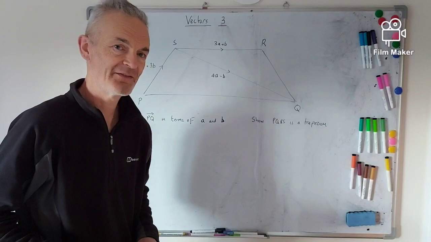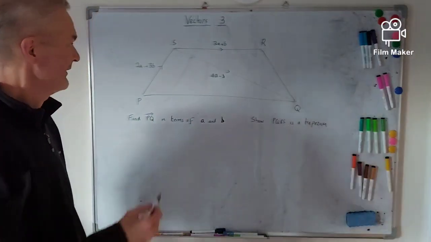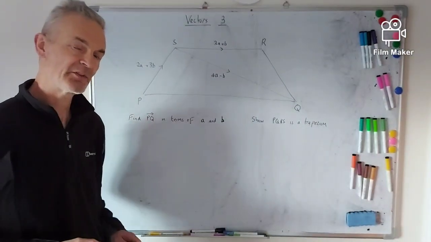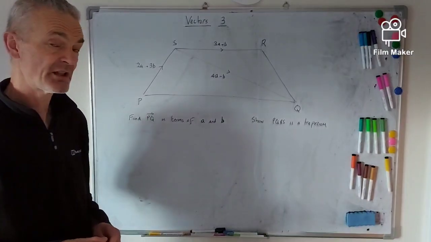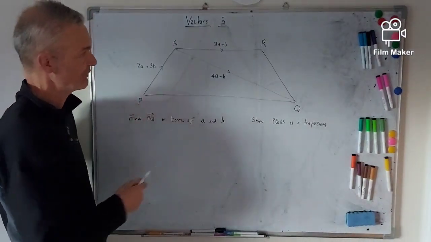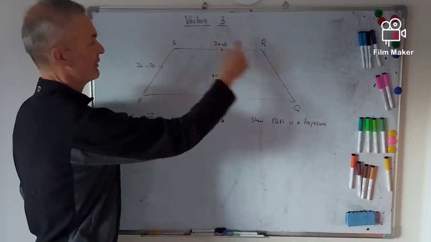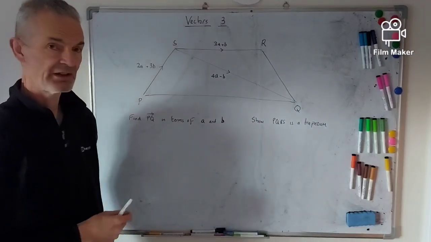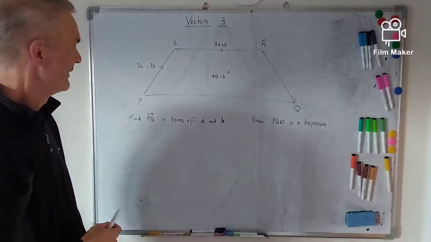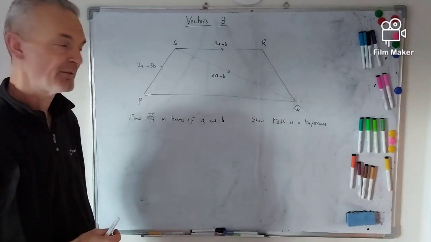Here's my next vector question. This time we've got a different shape. The last one was looking at triangular shapes. This one is clearly not a triangle, although we do have triangle shapes within it, but it looks like a trapezium, doesn't it? So we've been given some information.